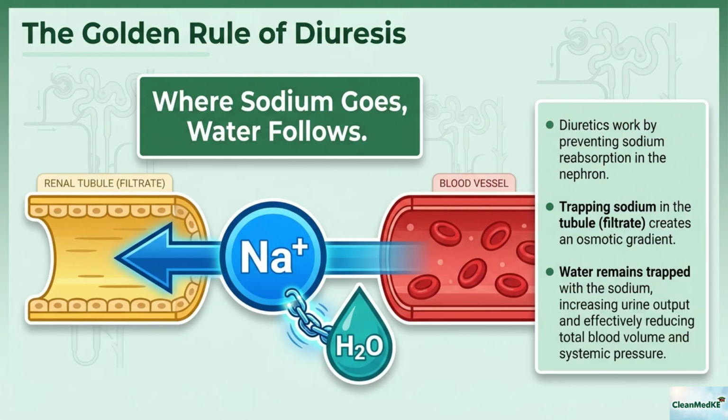To understand diuretics, you must master the golden rule. Where sodium goes, water follows. Diuretics work by preventing sodium reabsorption in the nephron. By trapping sodium in the renal tubule, the filtrate, we create an osmotic gradient that keeps water trapped right along with it. This increases urine output, effectively reducing total blood volume and systemic pressure.